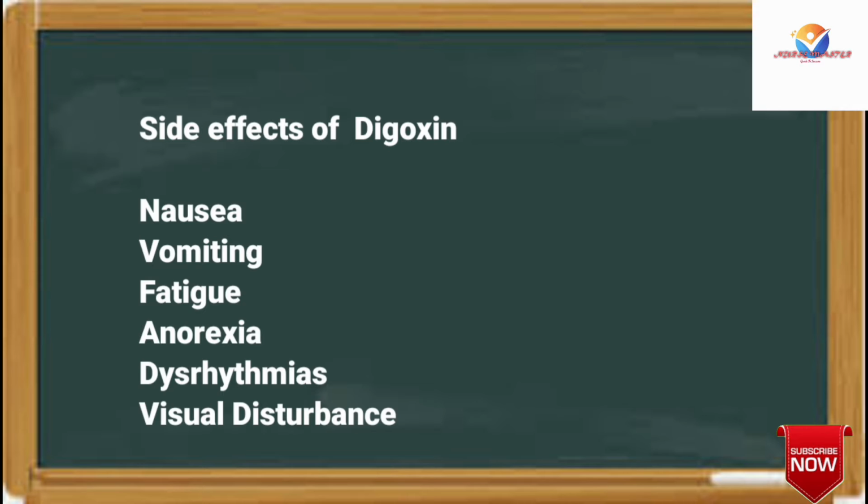Side effects of digoxin are nausea, vomiting, fatigue, anorexia, dysrhythmias, visual disturbances. Onset of action is 30 to 60 minutes. Normal digoxin level is 1.8 nanogram per ml. Antidote of digoxin is Digibind.